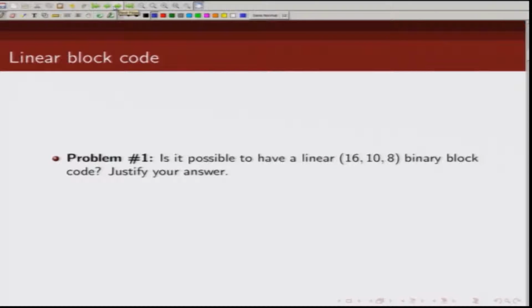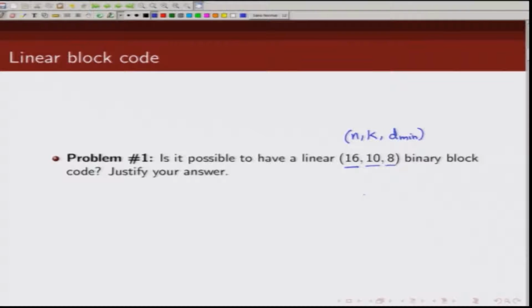The first question: is it possible to have a linear block code, a binary block code, which has n given by 16, k given by 10 and minimum distance of 8? When I write it like this, this stands for n, this is k, and this is the minimum distance. So, is it possible to have a code which has length 16, information sequence length 10 and minimum distance of 8? Now, how do we solve it?